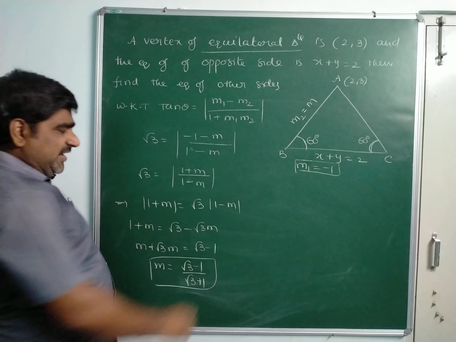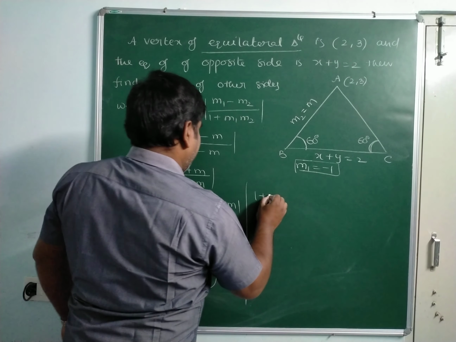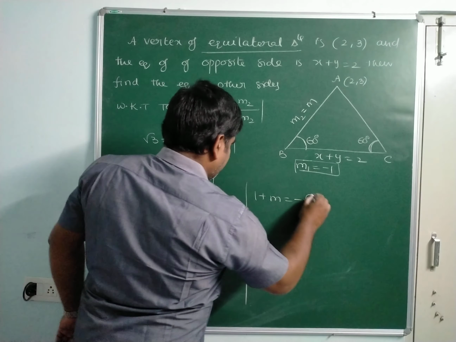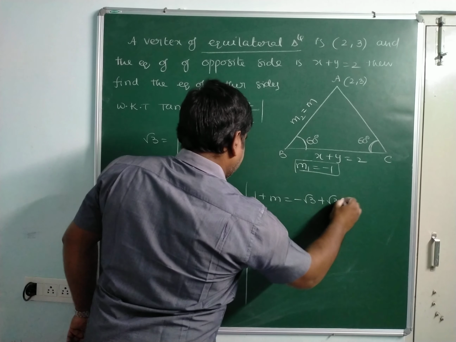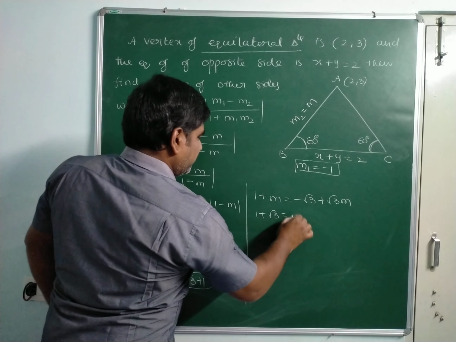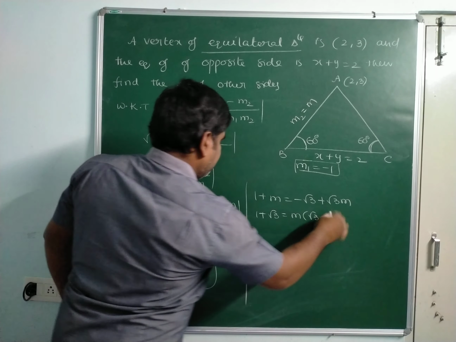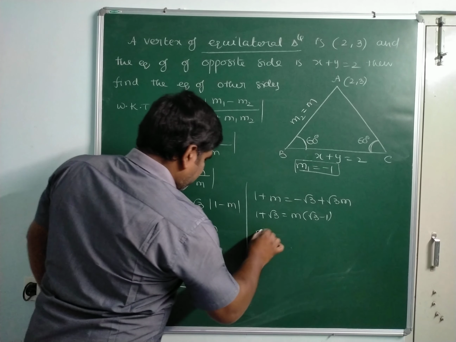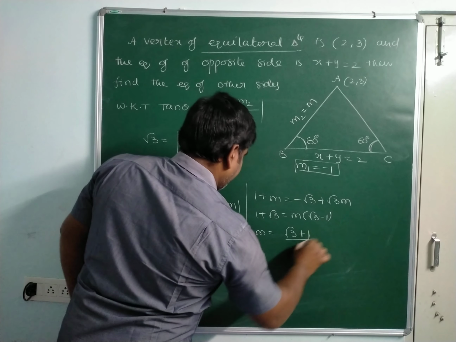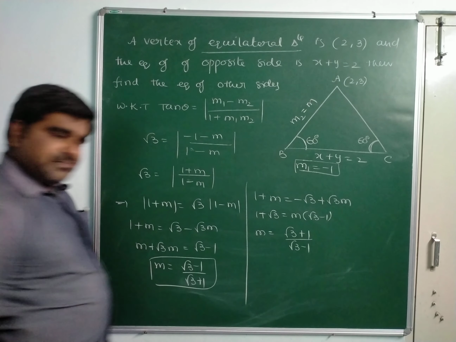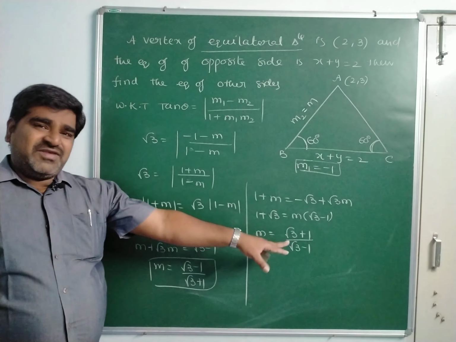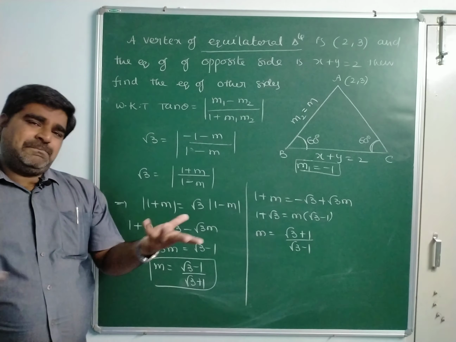That is if we take the plus sign. If we take the minus sign, then what will happen? Let us see. 1 plus m is equal to minus root 3 plus root 3m. So 1 plus root 3 is equal to m into (root 3 minus 1). Therefore m is equal to (root 3 plus 1) by (root 3 minus 1). So there, m is equal to (root 3 minus 1) by (root 3 plus 1) in one case, and m is equal to (root 3 plus 1) by (root 3 minus 1) in the other. Simple.